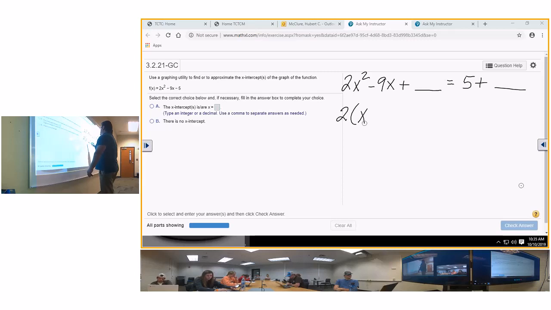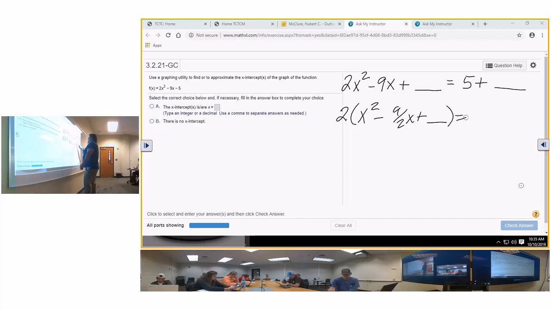X squared minus 9/2 x plus blank is equal to 5 plus 2 times blank.